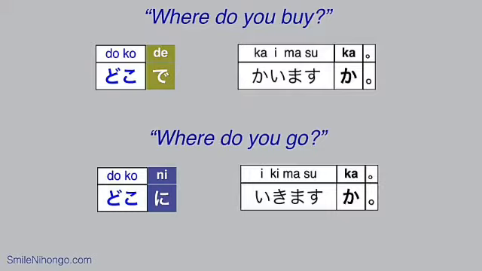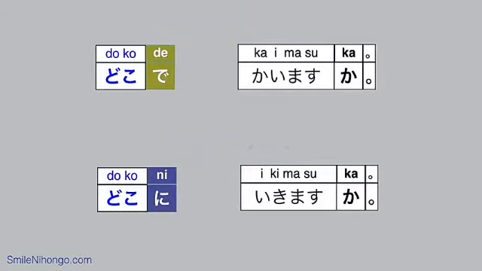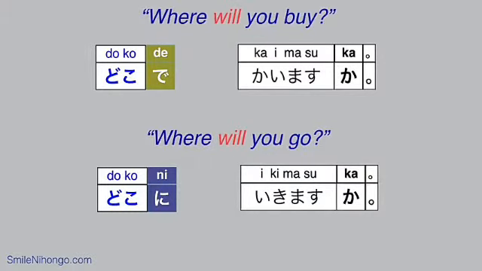Very good. And of course, since the masu form of Japanese verbs can also indicate future tense, depending on the context, these two questions can also mean where will you buy and where will you go? If the sentence has future time expressions such as tomorrow, this coming weekend, next month, or next year.